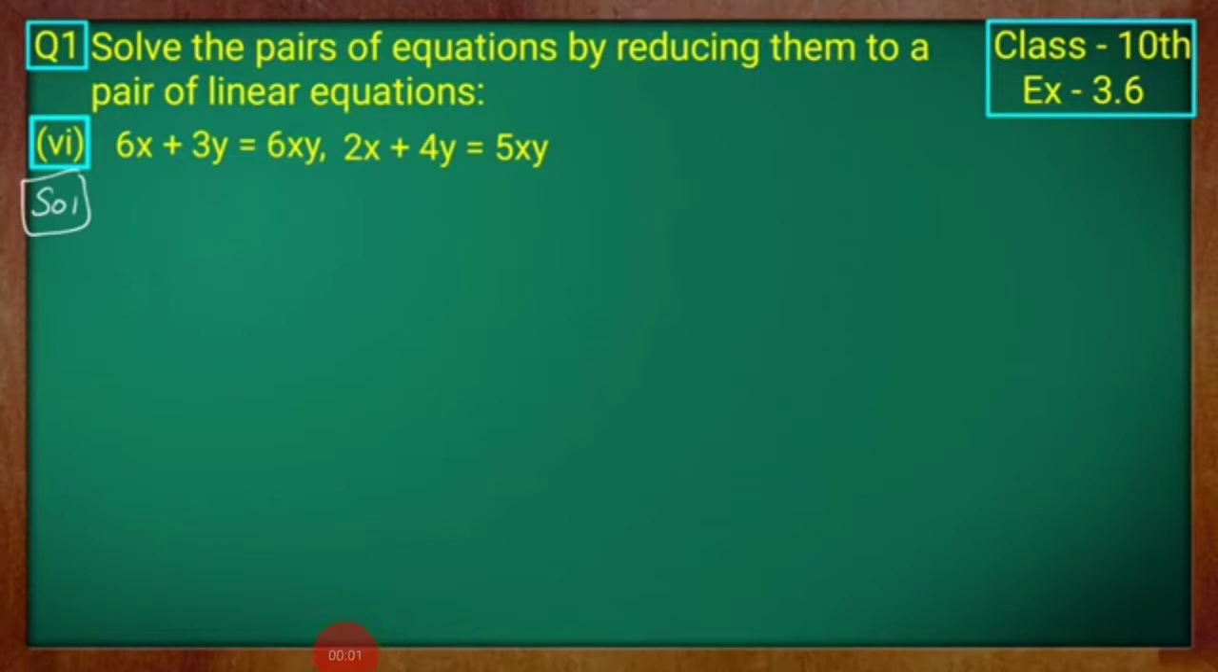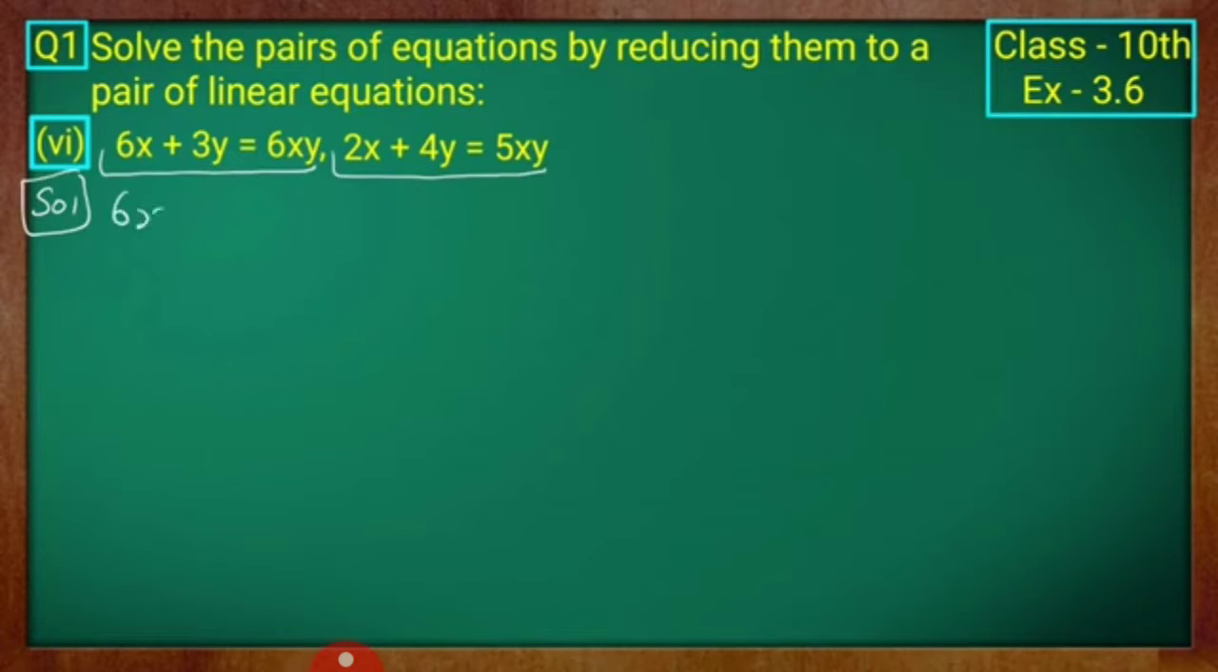See the sixth part of question number 1. Solve the pairs of equations by reducing them to a pair of linear equations. In this question the variables are on both sides, x and y on the left hand side and y on the right hand side also. So in such type of question, first we reduce this pair of linear equations in this way.